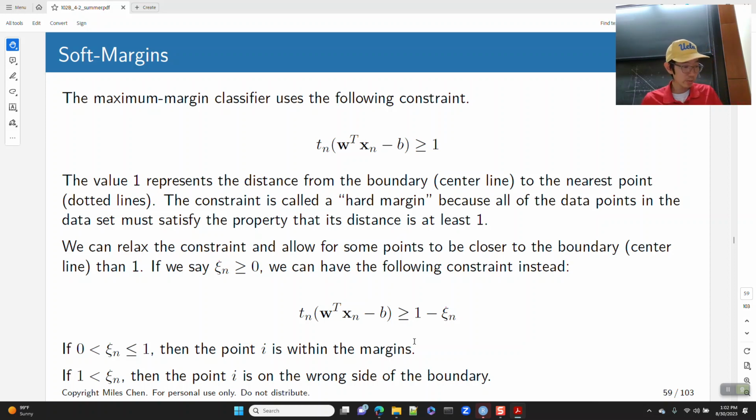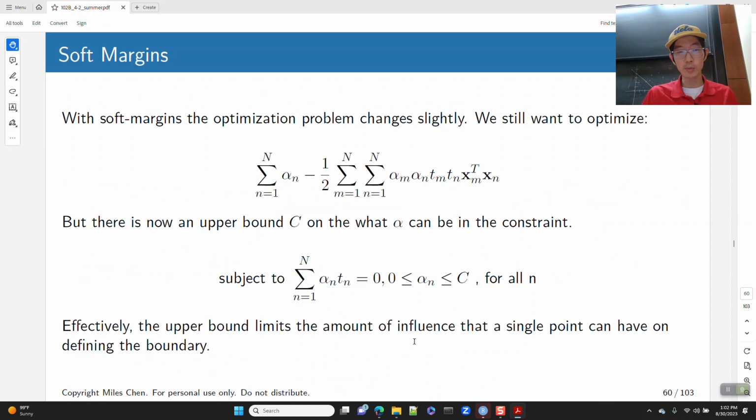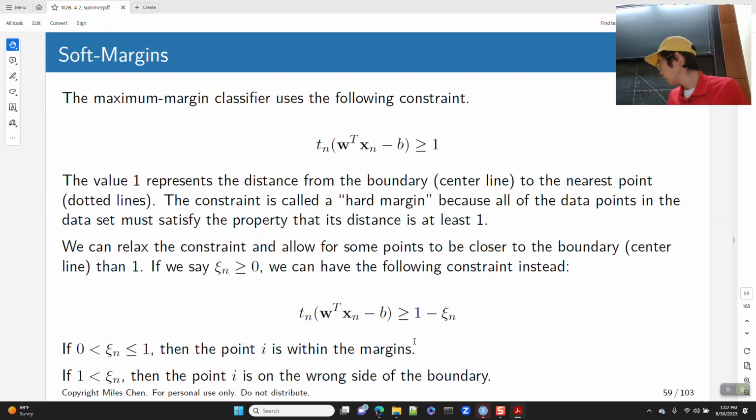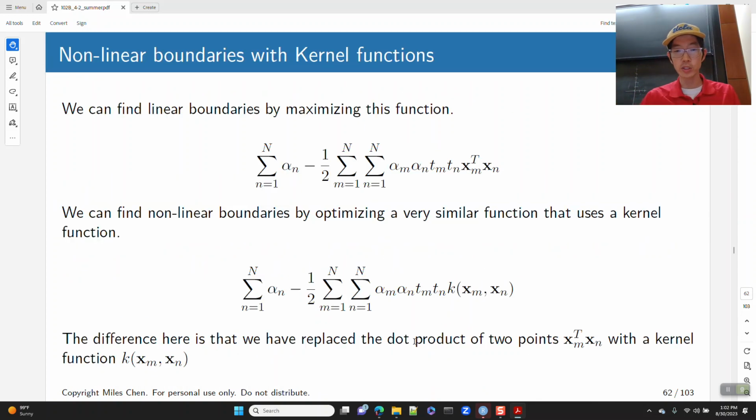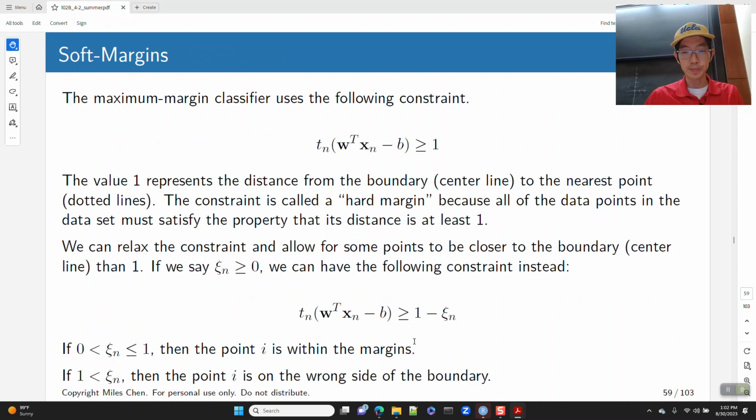One problem with our current form of the maximum margin classifier is that if you were to add some kind of point, the solution could end up becoming impossible, or just one individual point could end up having a strong influence on the boundary here.